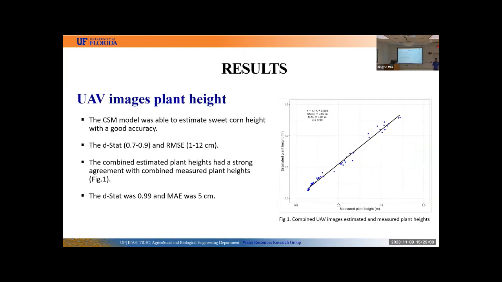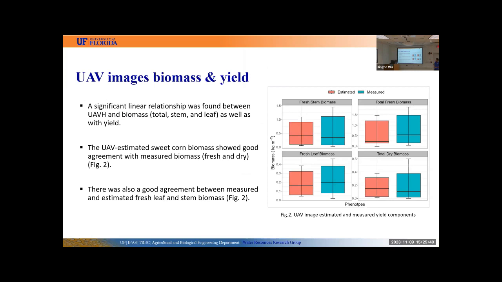So for the results, we observed that the crop surface model was able to accurately simulate the sweet corn plant height during different flights, and the R-squared for different flights ranged between 0.7 and 0.9, and the mean absolute error ranged between 1 and 12 centimeters. We also tried to see the correlation between combined measured plant height and combined estimated plant height. And we observed that there was a good correlation, with an R-squared of almost 100%, and the mean absolute error was only 5 centimeters.